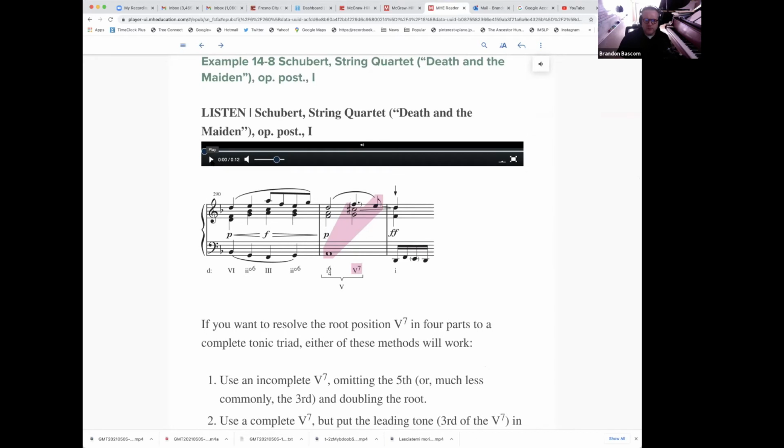Schubert, Death of the Major. Example 14:8. We are missing our fifth. There's no A there. Non-chord tone on top. There's my tritone.